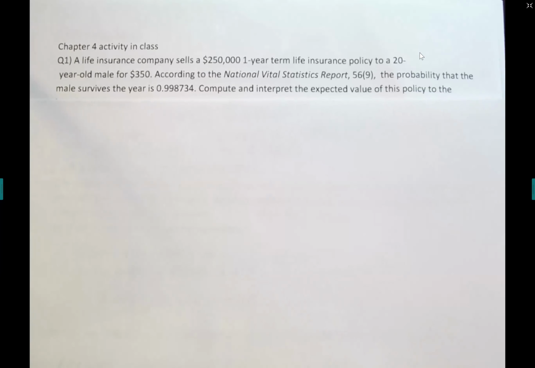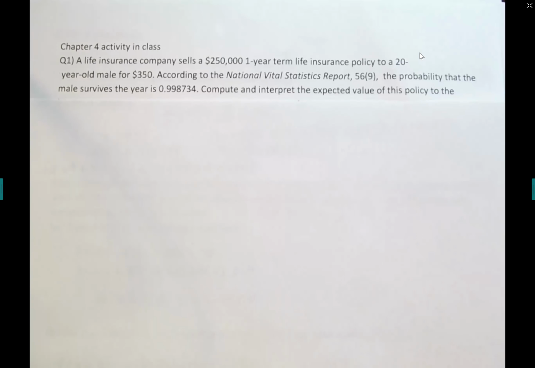A life insurance company sells a $250,000 one-year term life insurance policy to a 20-year-old male for $350. According to the National Vital Statistics Report, the probability that the male survives the year is 0.998734. So there is a 99.87% chance that the 21-year-old male will not die this year and collect the $250,000. Well, actually, it's not going to be him who collects, it's going to be his family. Compute and interpret the expected value for this policy.